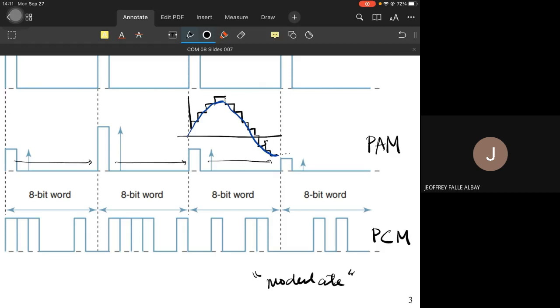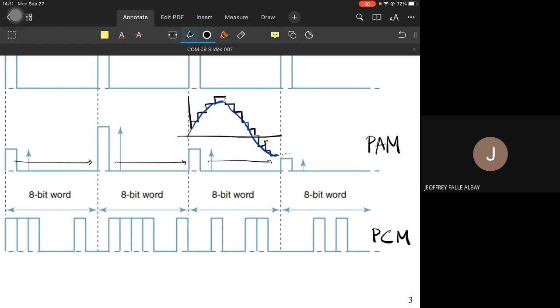We did not modulate the input signal, right? Or I mean, we did not modulate the carrier based on the input signal. So the term pulse modulation is a misnomer, because technically we are not modulating. So, back to PCM, pulse code modulation.